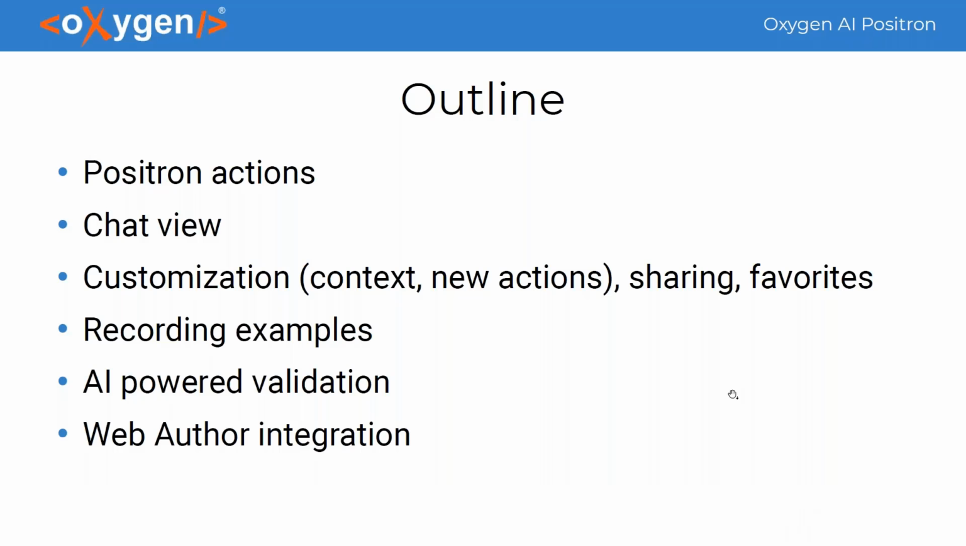So just a few ideas about the topics that we'll touch in these presentations. We'll introduce the so-called positron actions, the chat view, and what workflows it empowers. We'll talk a bit about customizations, how to provide a context, how to create new actions, how to share them, and how to create favorites. A few words on how examples help to get the correct answer from the AI, and how Oxygen Positron helps you in recording these examples. We'll talk a bit about validating your project, of course, and how to use the AI in this validation. And we'll also have a quick glance at the web author integration for Positron.